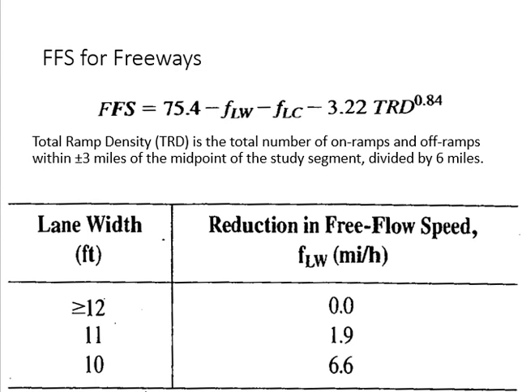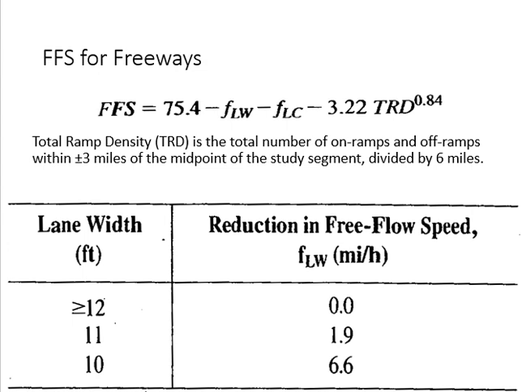The last factor, it's not a factor, it's a value. And the value is for ramp density, ramps per mile. TRD stands for total ramp density. Number of ramps per mile. How do we find out? I explained in the last lecture, it's written there as well. But we need the number of ramps per mile. There is no factor, just find out the number of ramps per mile and put it over there.